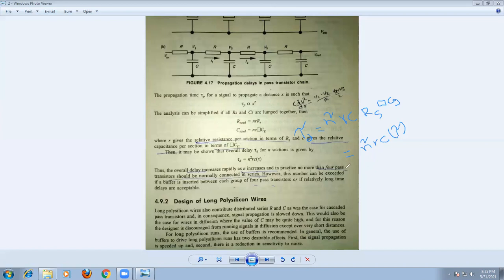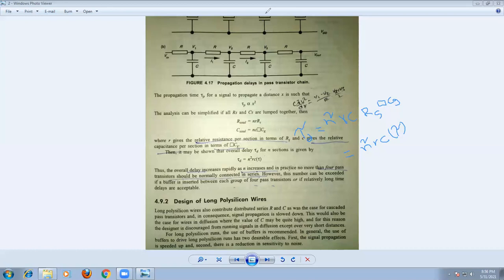For example, whenever delay is not important, you can use more than 4 stages. But when delay is very, very important, we are going to use buffers between the 4 stages. We insert the buffers between the groups of 4 pass transistors to reduce the delays. Okay, that is about the propagation delays by using cascaded pass transistors.